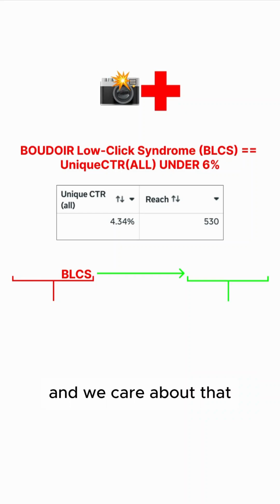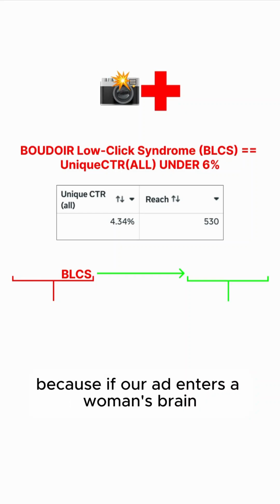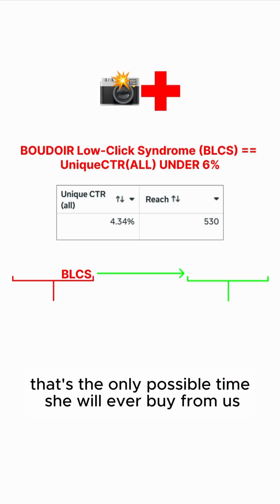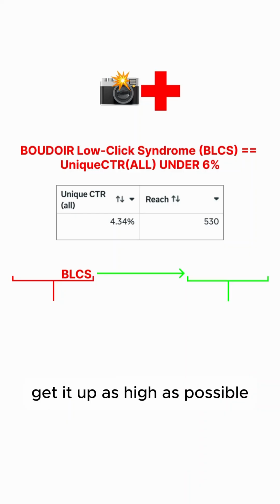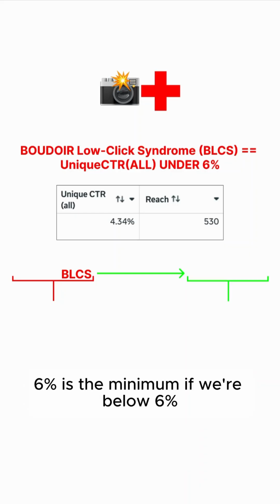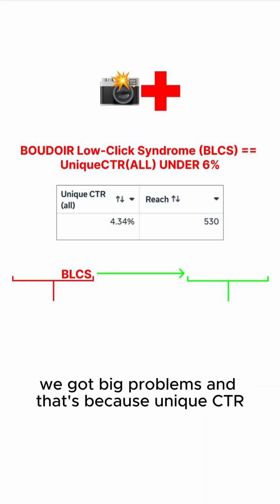And that's the number of women out of 100 that our ad is actually entering their brain. And we care about that because if our ad enters a woman's brain, that's the only possible time she will ever buy from us. So we got to maximize this number, get it up as high as possible. 6% is the minimum.